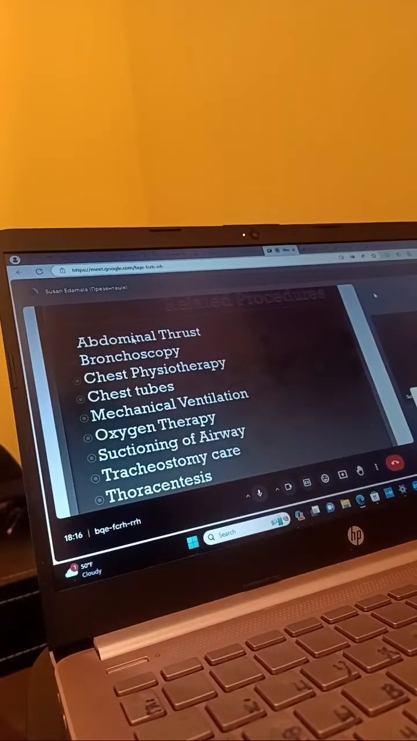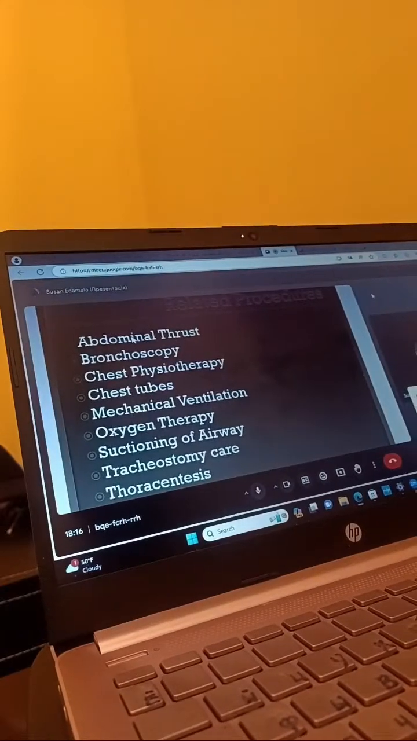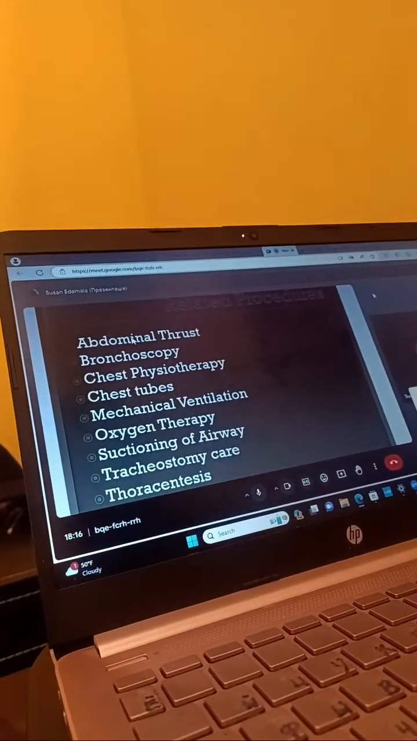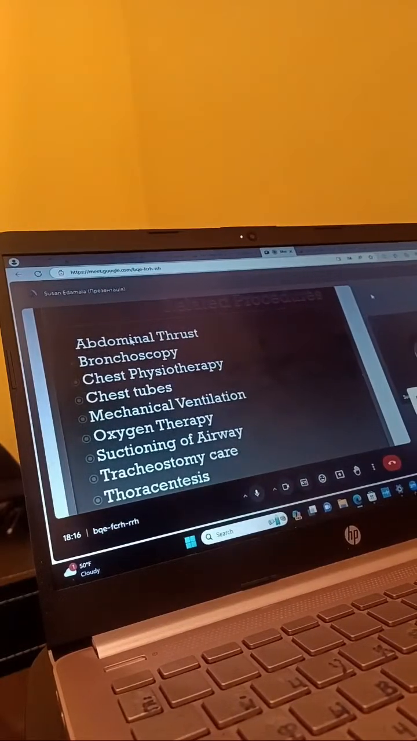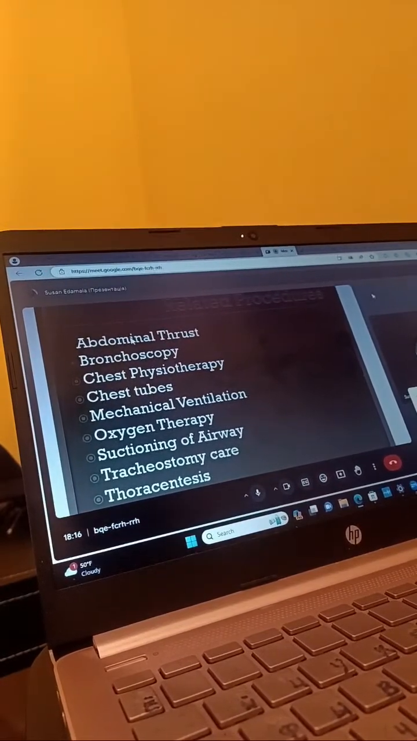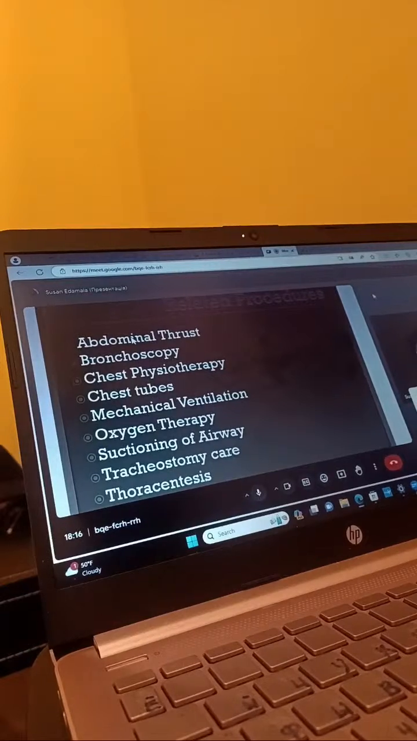Then bronchoscopy means what? Scopy. It's checking inside the bronchus with the scope. Very good. Then chest physiotherapy means you are using some instrument or your hands to dislodge the secretion or anything that is stuck. That is called chest physiotherapy.